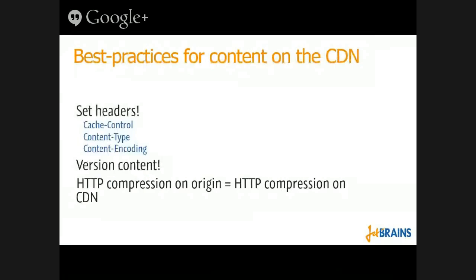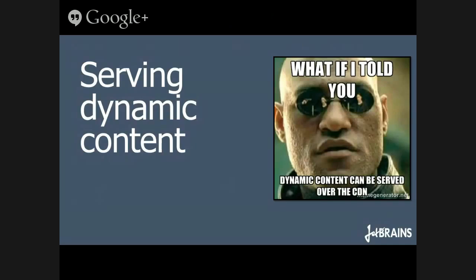Headers, preferably also content type headers, and content encoding may matter as well. Version your content, and if you want to make use of HTTP compression towards your clients, enable it on your origin, and the CDN will also make use of it. Now, this sounded like a summary of the presentation, right? Well, it's not. What if I told you that you can also serve dynamic content over the CDN?